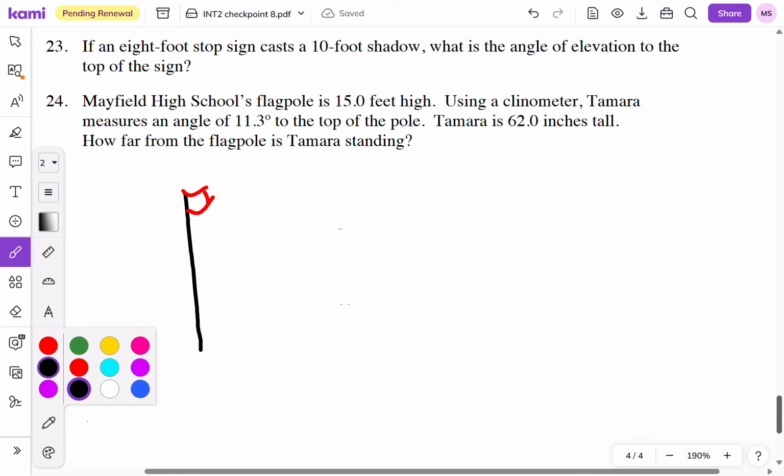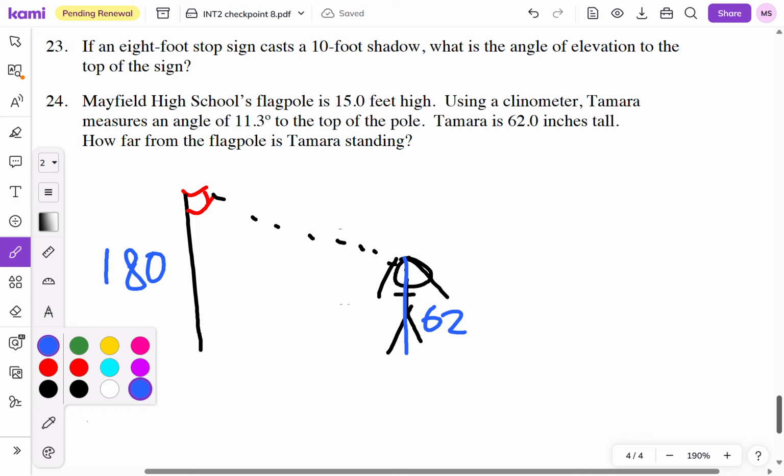And then there's this girl, right? Her name is Tamara. And she's standing right here, and she's looking up at that flagpole, right? And she has a height. Her height is 62. And this height right here is 15 feet, which is 180 inches. So we just convert both to inches.